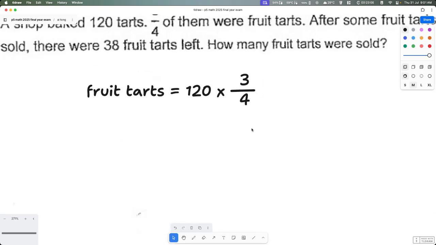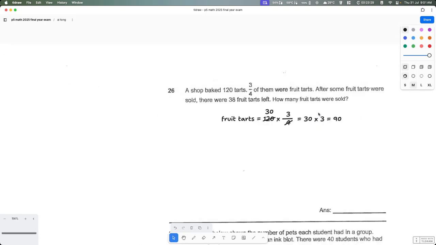Okay, so in this case, we can cancel out 4 and 120. Let's make it like that. This will be 30, so 120 divided by 4 is 30. And therefore, this will be equal to 30 times 3, which is 90. Okay, so we have 90 fruit tarts.